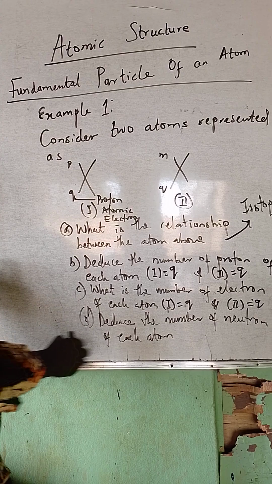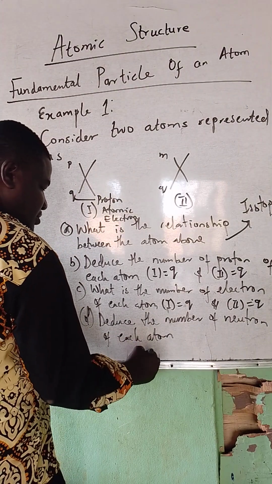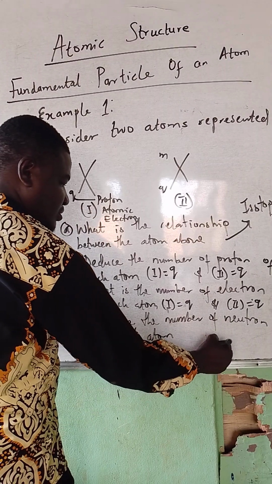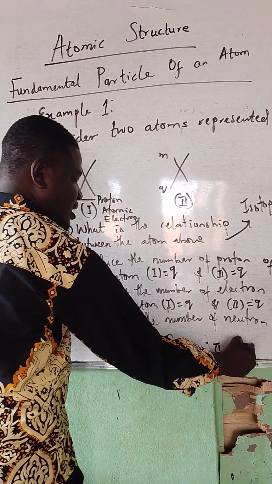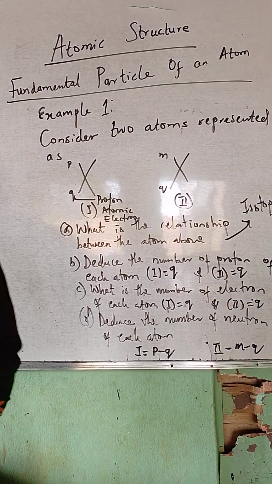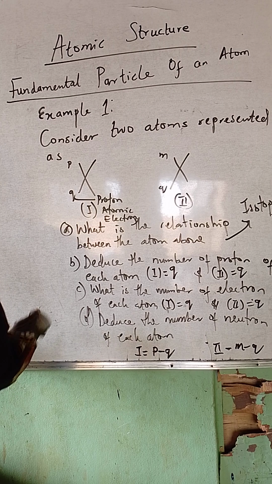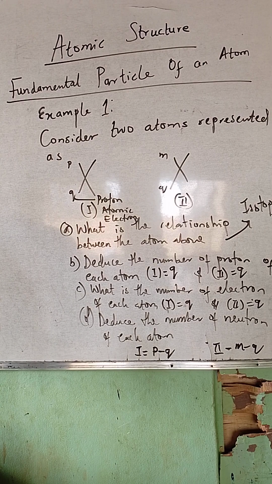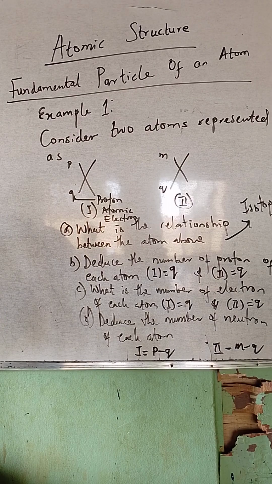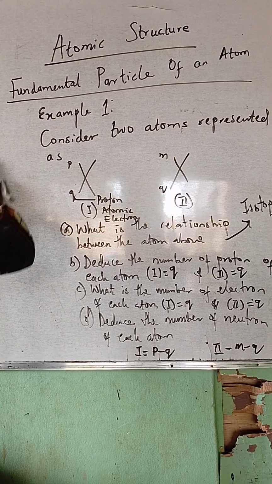Then the last one, the number of neutrons. The number of neutrons for Roman figure 1 is P minus Q. Then for the second one, Roman figure 2, it will be equal to M minus Q. That is the number of protons, neutrons, and electrons. So that's that on that. Then how do we calculate the relative atomic mass and percentage abundance of isotopes? How do we calculate that?